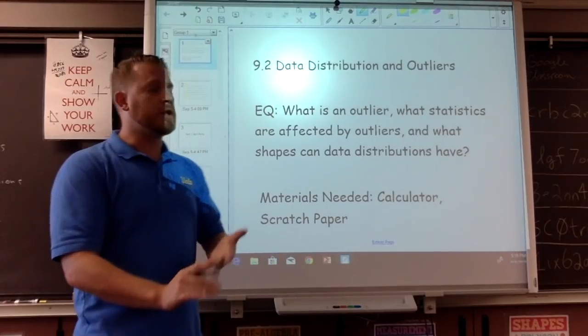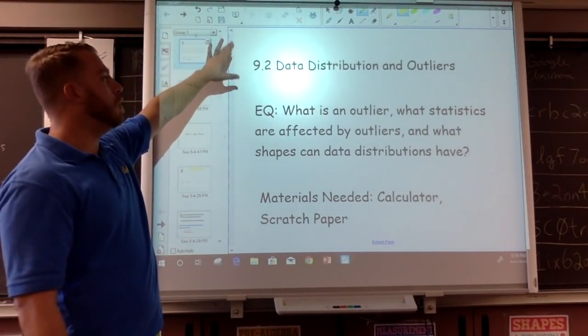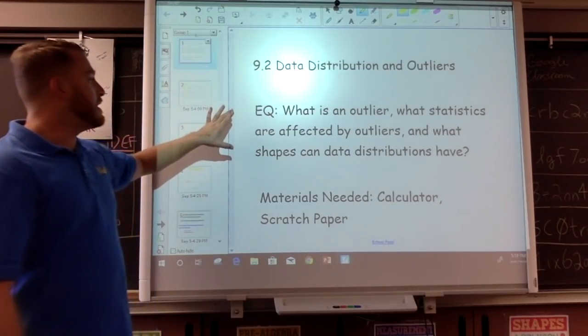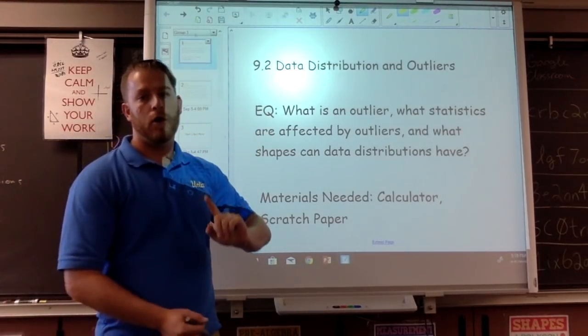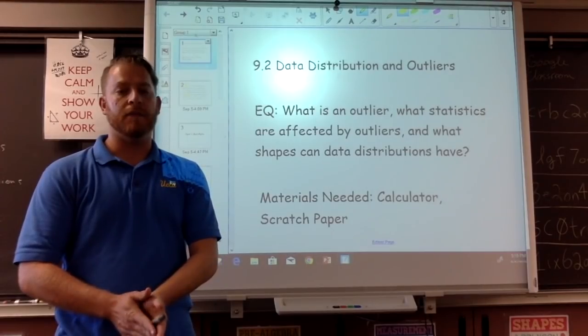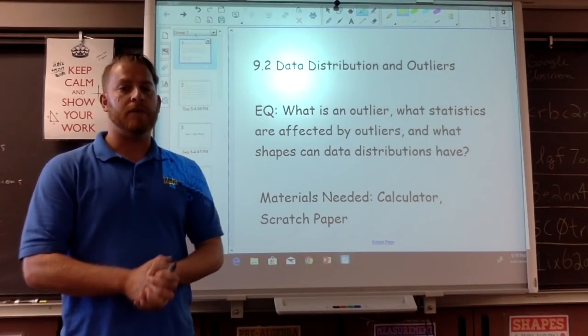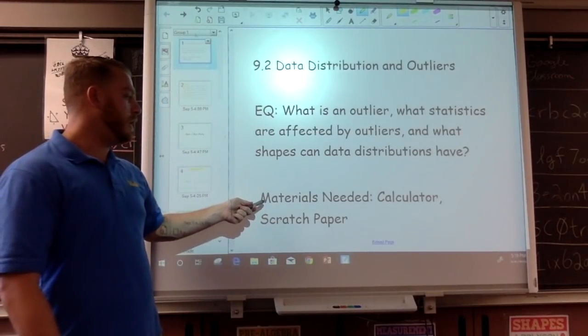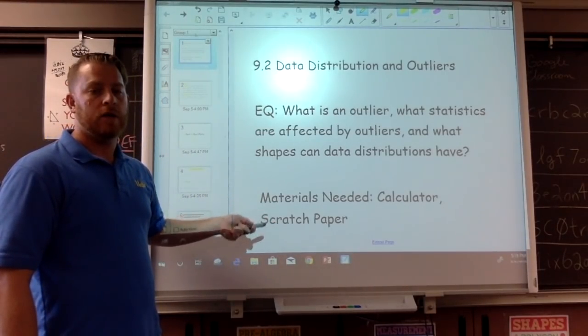So here's the title of our notes. It's 9.2, Data Distribution and Outliers. And the essential question is, what is an outlier? What statistics are affected by outliers? And what shapes can data distributions have? And then some materials that we'll need are a calculator and scratch paper.